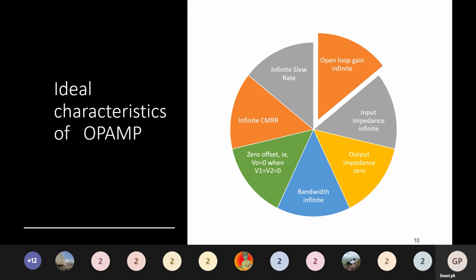Bandwidth will be infinity. It means you'll have a flat response, maximum response throughout the entire frequency range. Whenever you operate an op-amp from DC level till the maximum frequency, your op-amp gain will always remain stable. That is the meaning of infinite bandwidth. And there is no offset also. Infinite CMRR, infinite slew rate, all these things are ideal characteristics of an op-amp.